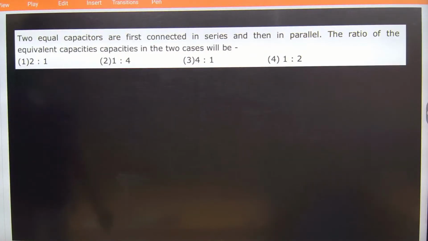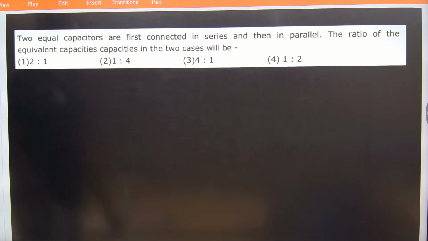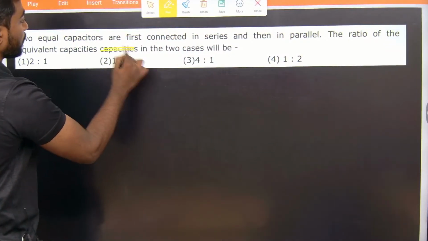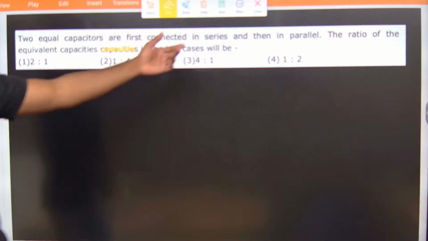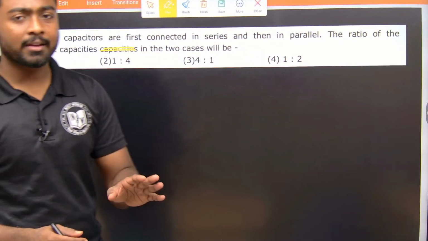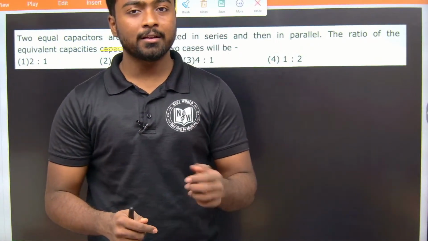So the next question is, two equal capacitors are first connected in series and then in parallel. The ratio of equivalent capacities in the two cases will be. So there is one capacitance only, equivalent capacitors. I'll cancel this one out. Okay. Now one is in series and one is in parallel. So what is the capacitor formula for series and parallel? We know that for series it is 1 by C1 plus 1 by C2, for parallel C1 plus C2.